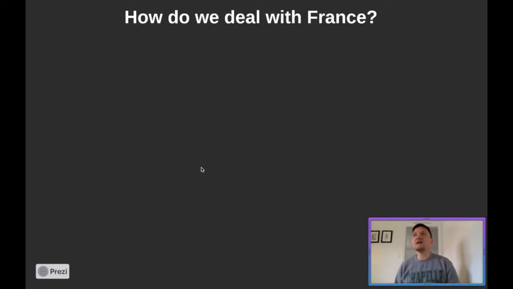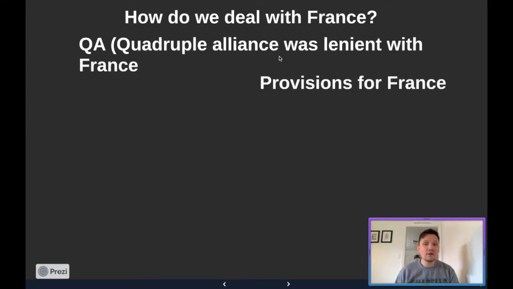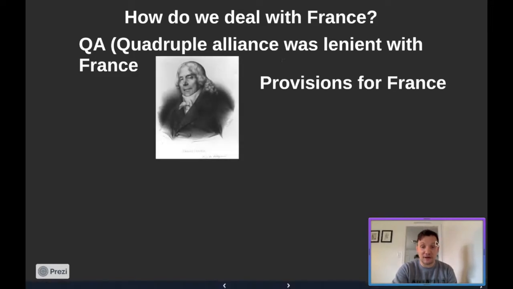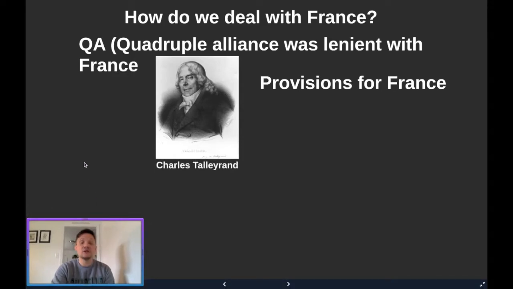Now, how do you deal, though, with France? What do you do? How do you deal with France and put them where they're supposed to be? How do you make sure that they've been punished, but then also not eliminated economically from the rest of Europe? Well, the Quadruple Alliance decides to be lenient with France. They decide that they want to try and fix them without extremely punishing them, right? Now, what they're going to decide, though, is the provisions for France are going to be decided with this guy in mind. Who is this guy? That's none other than Charles Talleyrand, right?